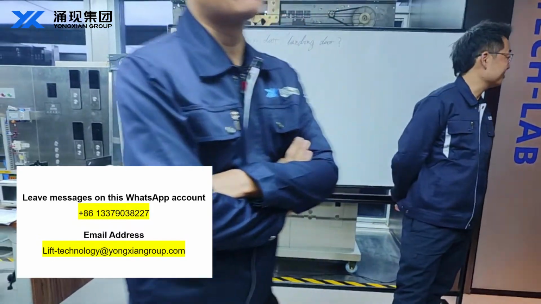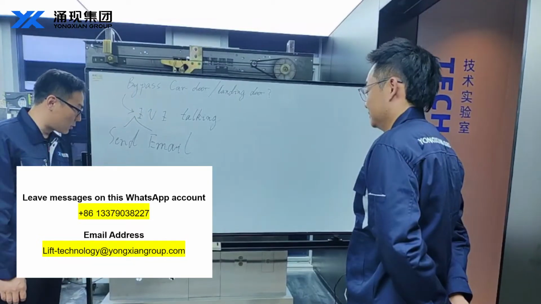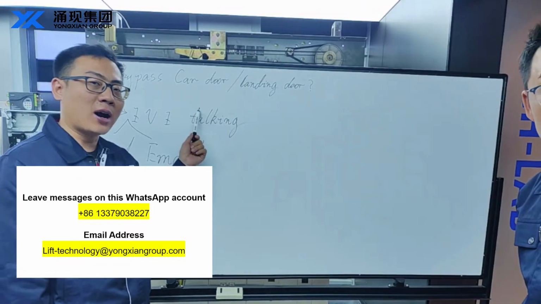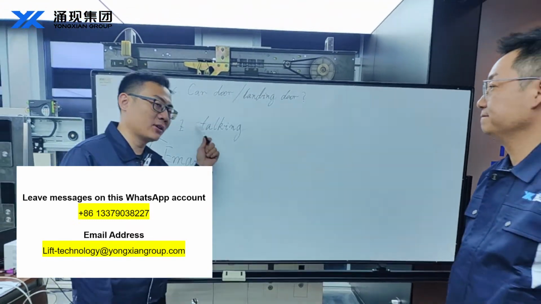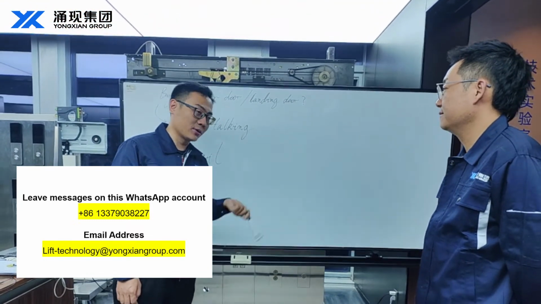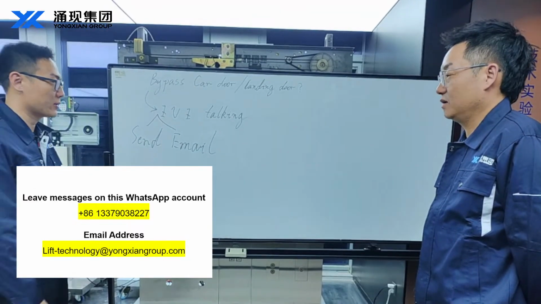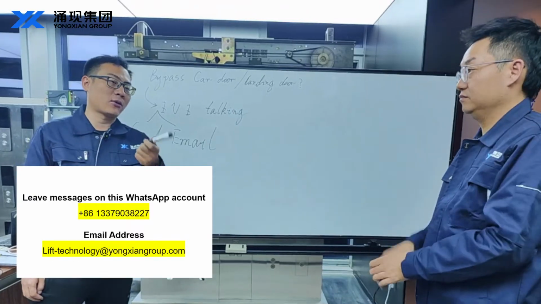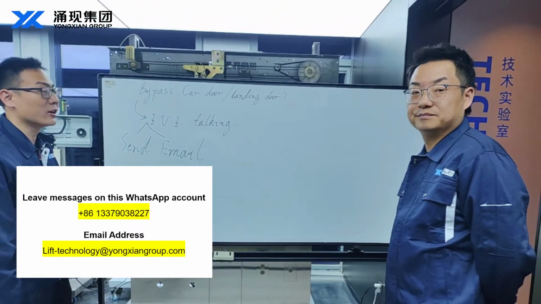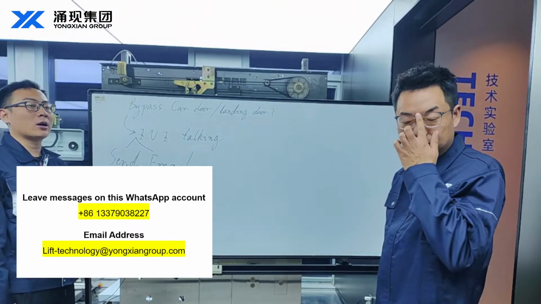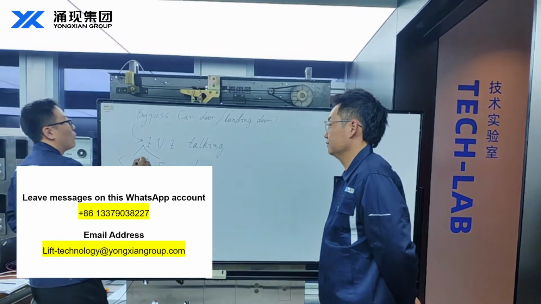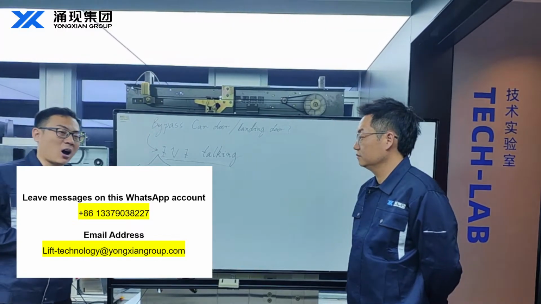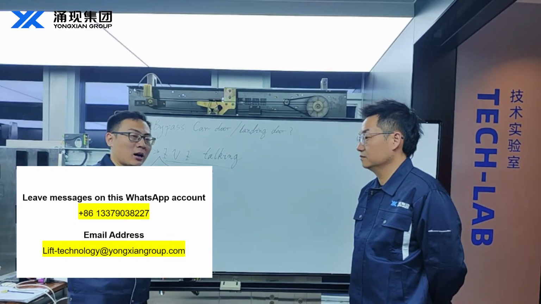Door and landing door, because I have no idea what your elevator is, your 5500 or 7000 or 5400. So I don't know how to answer this question. But you can send an email to us. As in front of the screen, you can see the email. Send an email to us and we will give you a one-on-one talk to answer how to bypass car door and landing door. Okay.